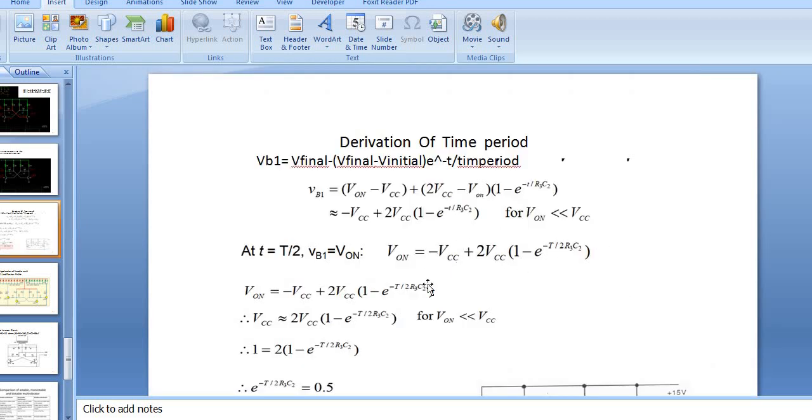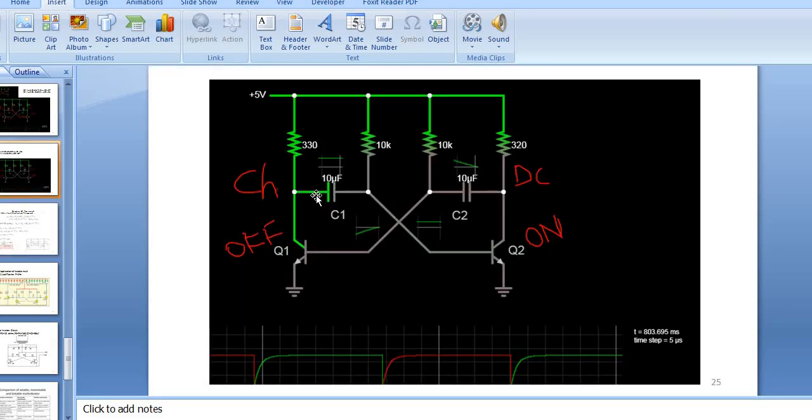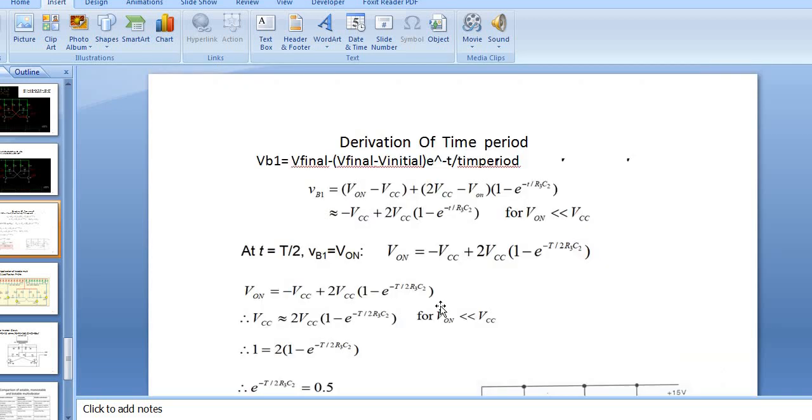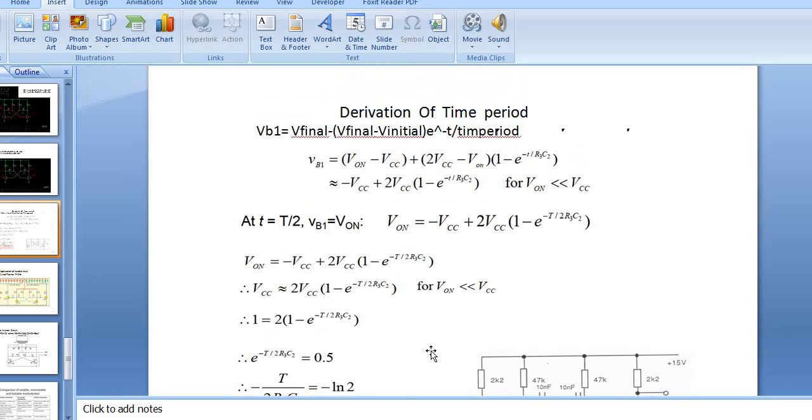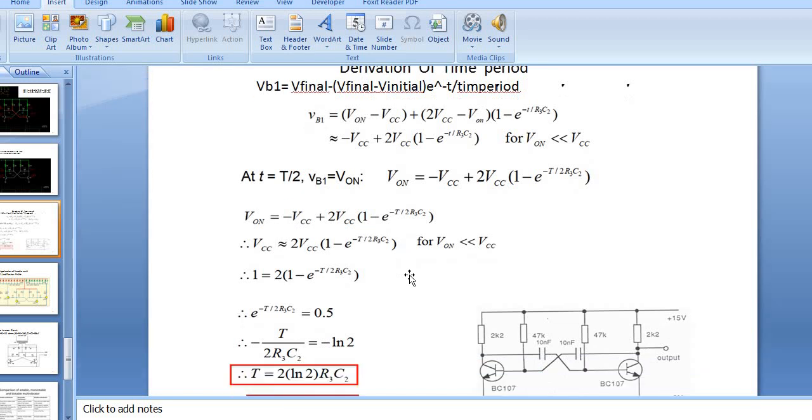Now this is the derivation of the time period for astable multivibrator. We know these capacitors play an important role in determining the width of the pulse, right? This is the RC network, 10K and 10 microfarad, playing a very important role in determining the width of the pulse. So keeping that in mind, if you would like to determine the time period, which is nothing but a capital T, of this astable multivibrator, we are supposed to go by the voltage and capacitor formula. The voltage and capacitor formula is V final minus V initial multiplied by e power minus t by tau. So if you go on substituting these values, this is what we are going to get.